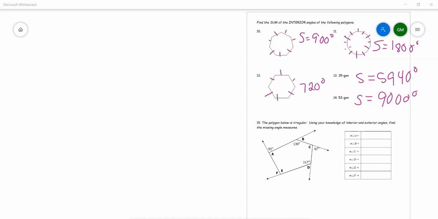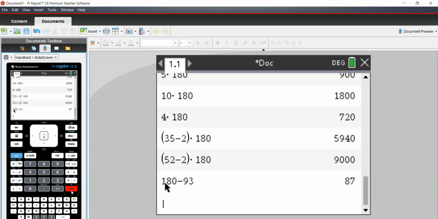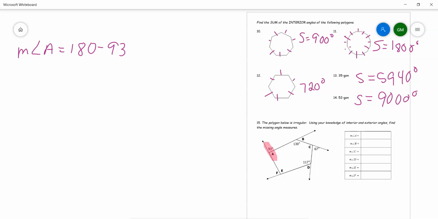So if we look at each of these angles, they are supplementary to an angle that is given. So we can see here we have angle A is supplementary to a 93-degree angle. And remember, supplementary means they add up to 180. So all I need to do to find the measure of angle A is equal to 180 minus 93. Okay, so just go to your calculator. 180 minus, not plus, minus 93. And that's 87. So the measure of angle A is 87.